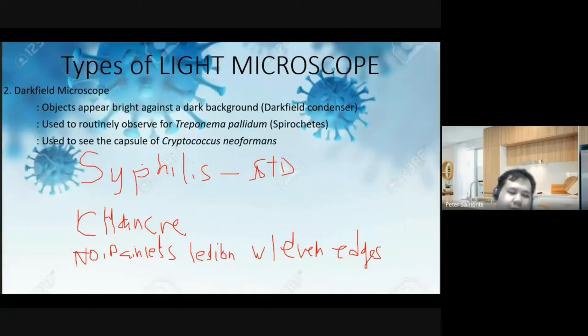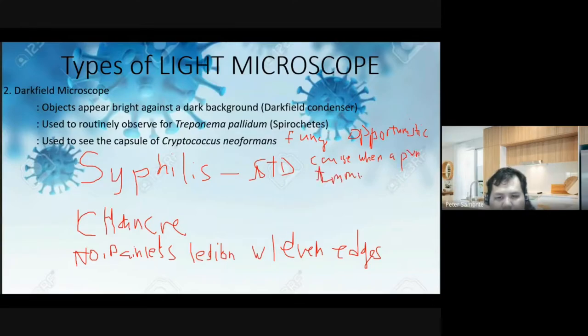And another one that you could use for dark field microscopy would be your Cryptococcus neoformans. Now, this is a type of fungi that is considered opportunistic. Now, when you say opportunistic, class, they would cause disease when a patient is immunocompromised. So this is not commonly known to cause disease, specifically pulmonary disease among HIV patients.